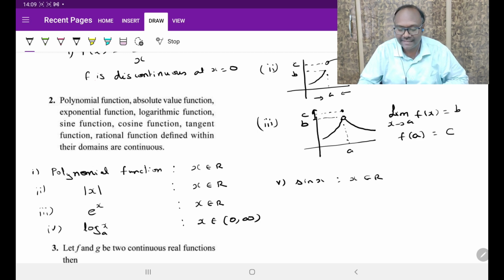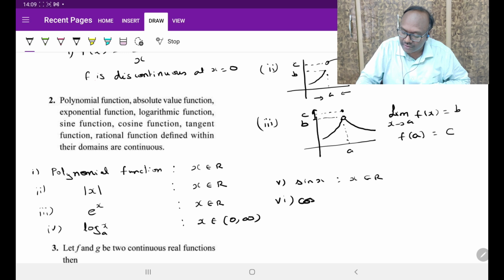Including 0 will be the answer, where the logarithmic function is discontinuous. So that's how the different questions can be asked. Now let us see the sixth one, that is the cosine function. So cos x, also, the function is defined for x belongs to R. Then coming to the tangent function, tan x.